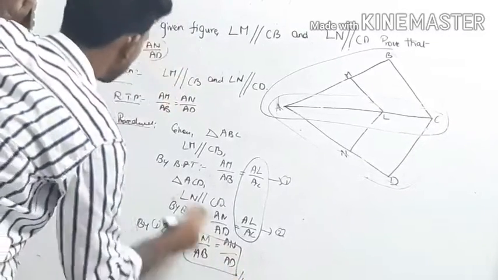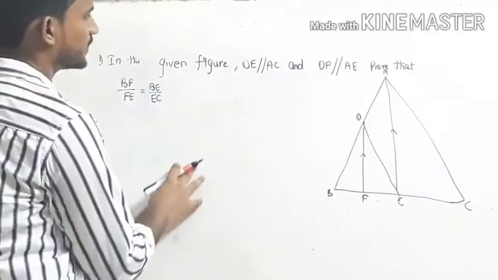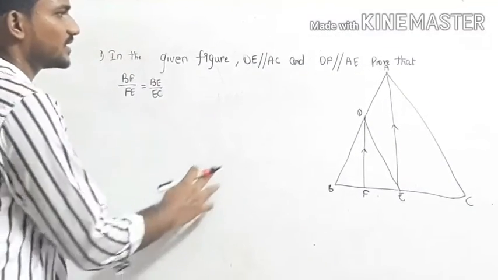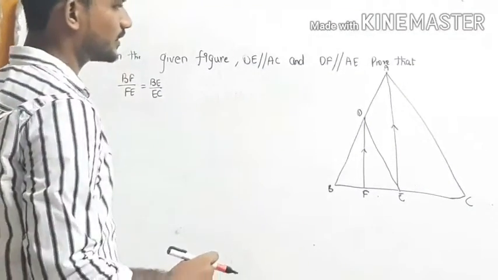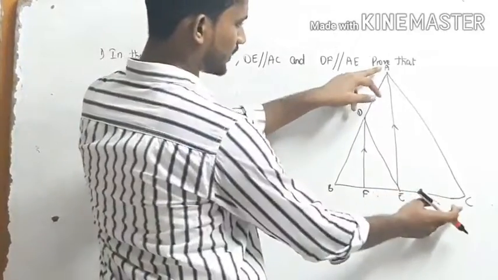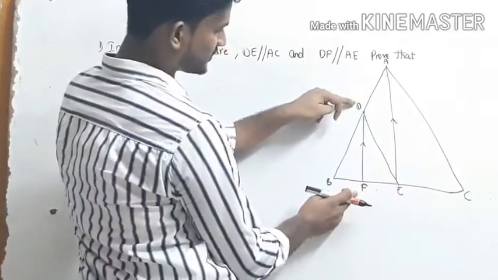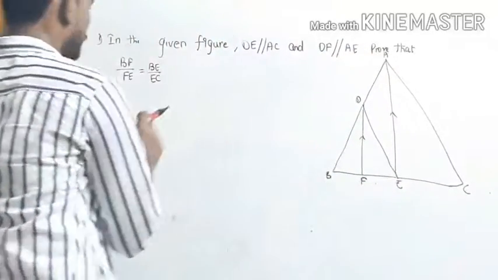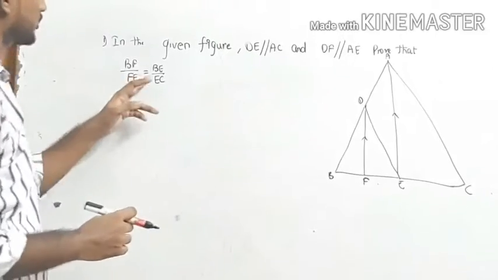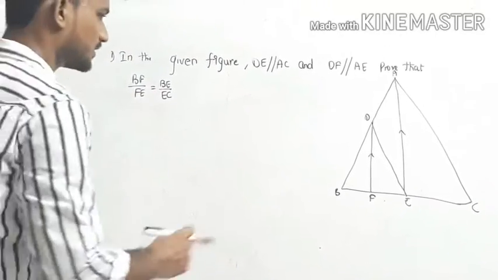This is the required to prove. In the figure, DE is parallel to AC and DF is parallel to AE. Prove that BF by FE equals BE by EC.